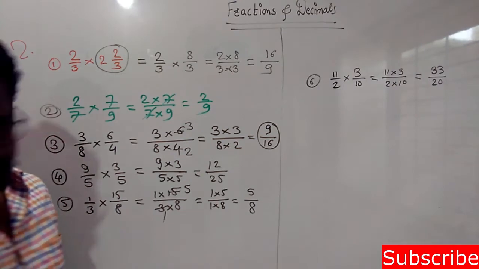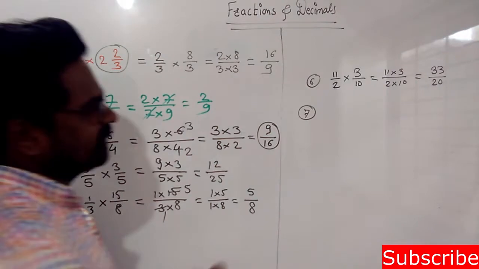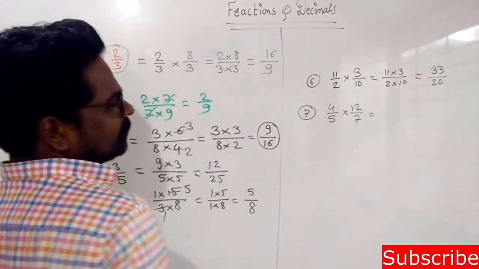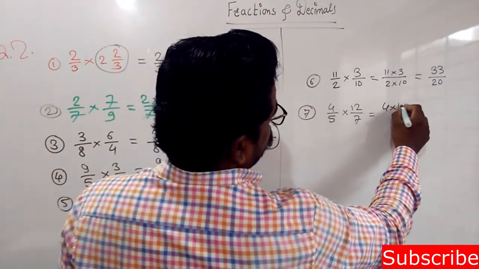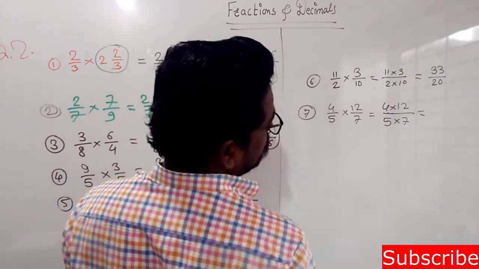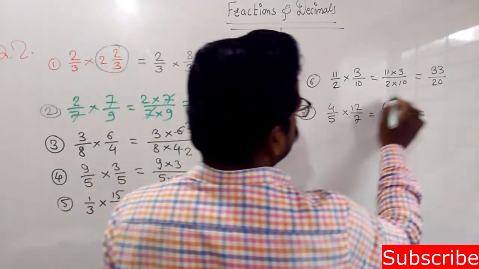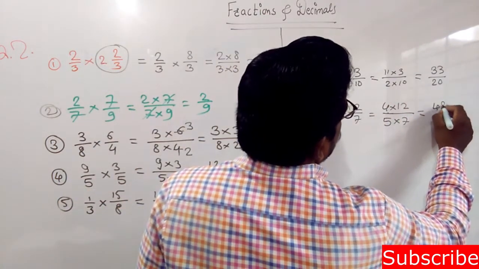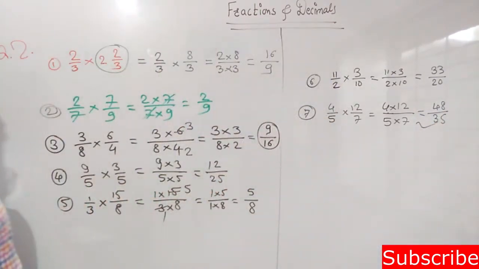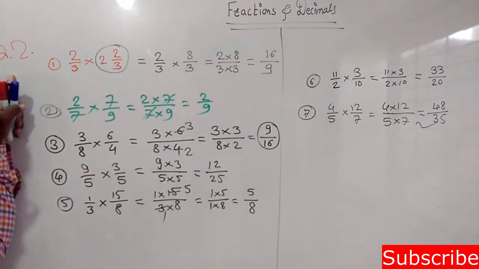No problem. Now seventh one. Seventh problem is there. What is that? 4 by 5 into 12 by 7. It is equal to, now see, we will do the same procedure. 4 into 12 divided by 5 into 7. Now is there any common factor between numerator and denominator? No, there is no common factor. So 12 4s are 48 divided by 5 7s are 35, and that will be your answer. Finish, no problem. So these are the answers of examples which were in question number 2.